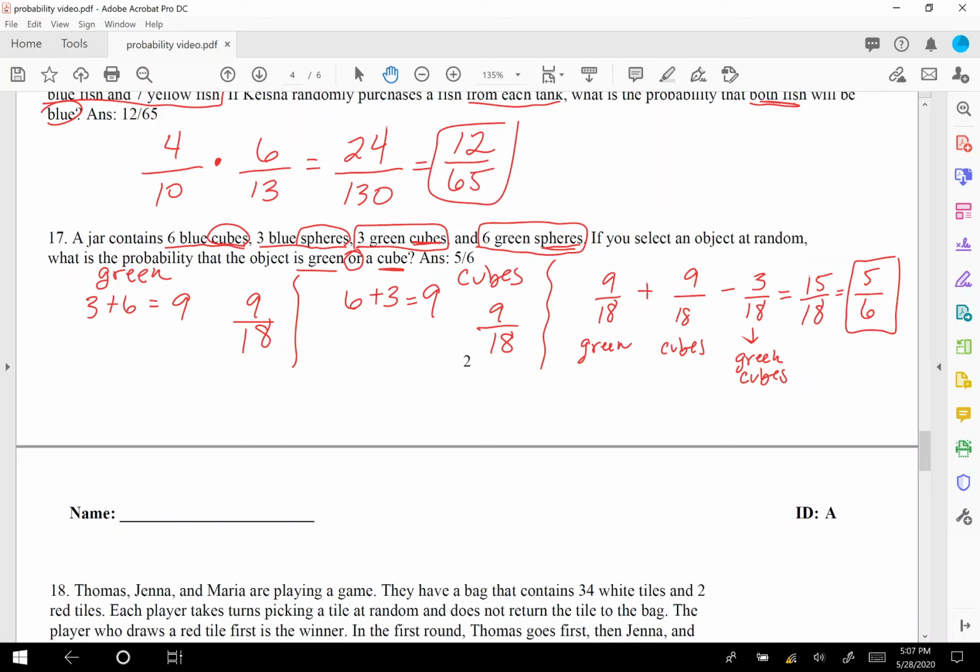So just whenever you have these OR problems, you just have to make sure that you subtract out anything that gets double counted. So the green cube here, that was the key thing. It was counted under green. It was also counted under cubes. So make sure you subtract anything that gets double counted out.